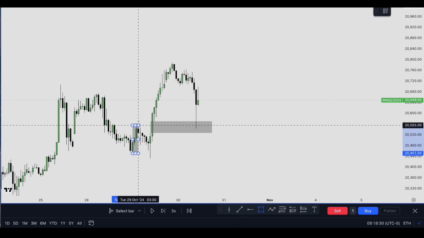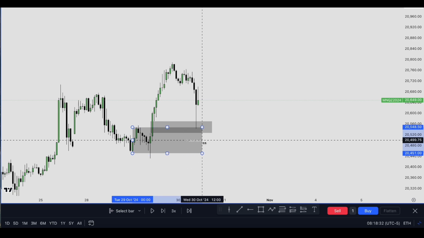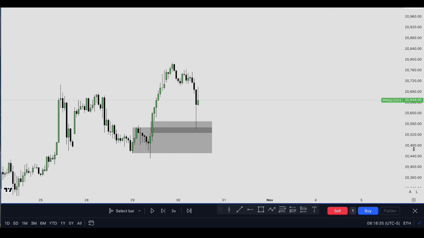Now, if you guys watch me, you know that I always talk about the unicorn model. That is primarily one of the main models that I trade on this channel. So of course, for the guys that know, this is a unicorn model here. We have that breaker block that's also paired with an FVG. It's on the higher time frame, which makes it even higher probability.